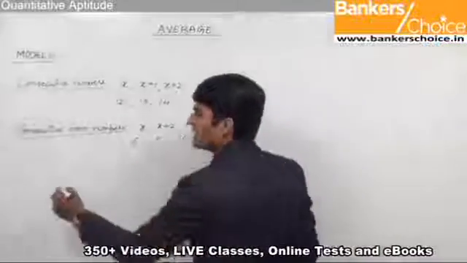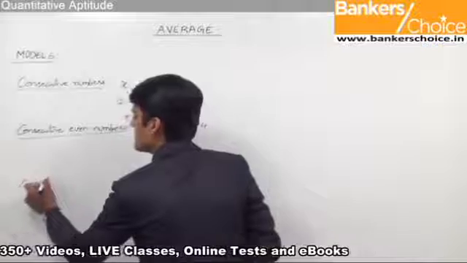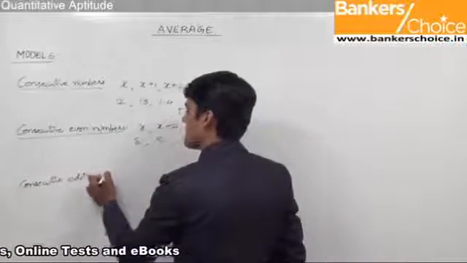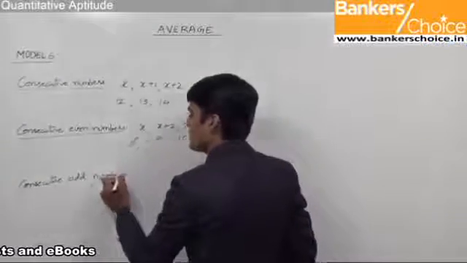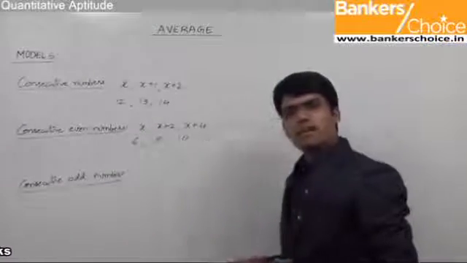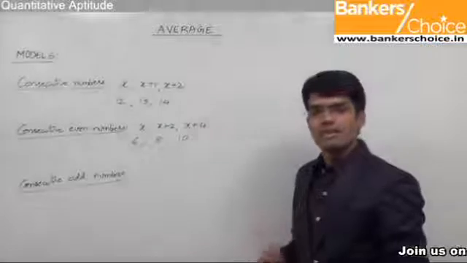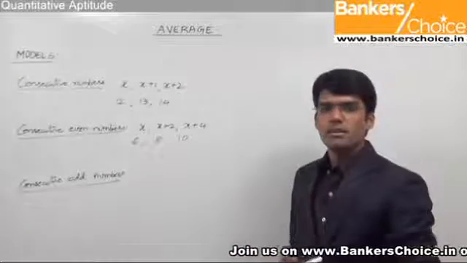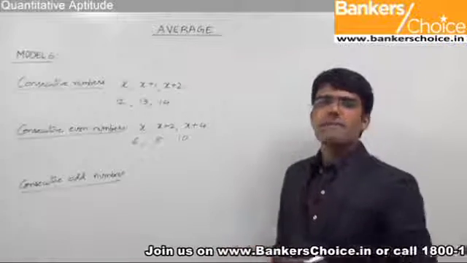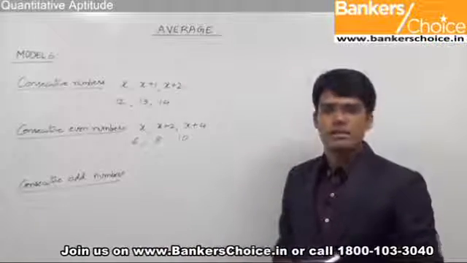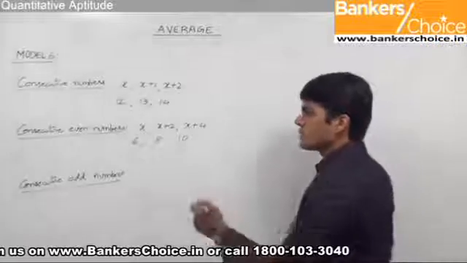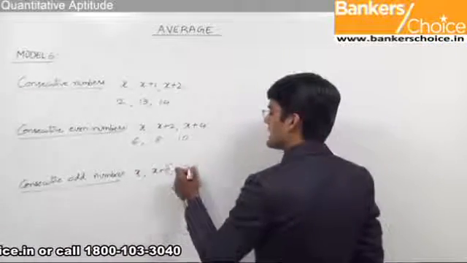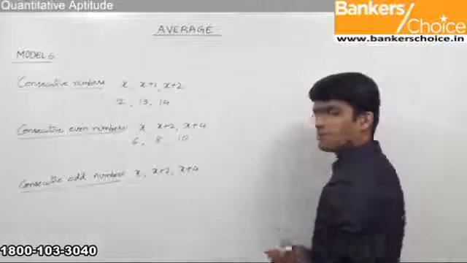And the last point here is consecutive odd numbers. What are consecutive odd numbers? Consecutive odd numbers are nothing but the numbers which are odd in nature and come one after the other in a sequence. For example, 1, 3, 5, 7 and so on. These are consecutive odd numbers. And these numbers can also be represented as x, x plus 2, x plus 4 and so on.